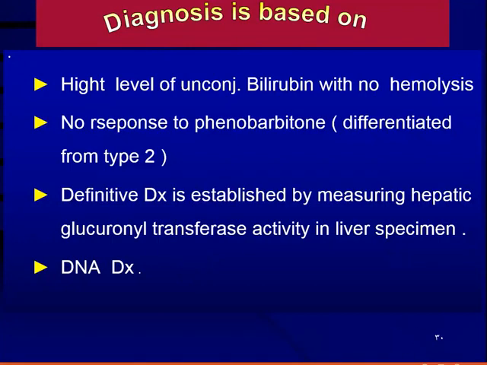Diagnosed based on a high level of unconjugated bilirubin with no hemolysis and no response to phenobarbital. This is just to differentiate it from type 2, which responds to phenobarbital. Definitive diagnosis is by measuring hepatic enzyme glucuronosyltransferase activity in a liver specimen. Also, DNA diagnosis by genetic testing.